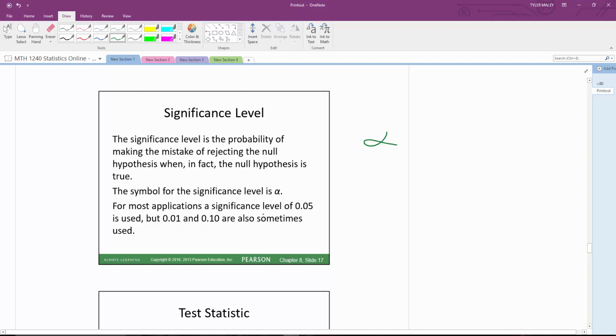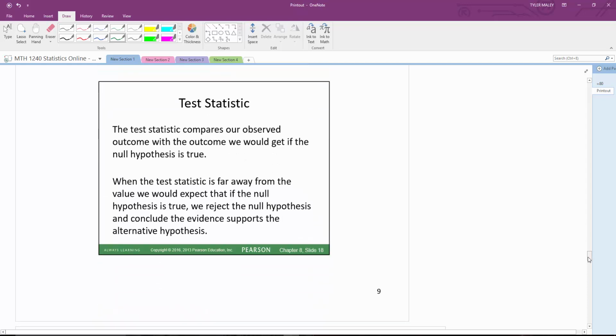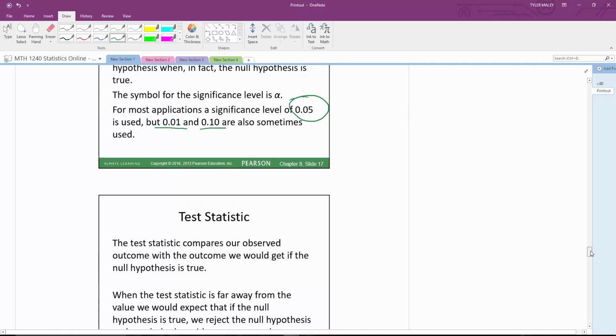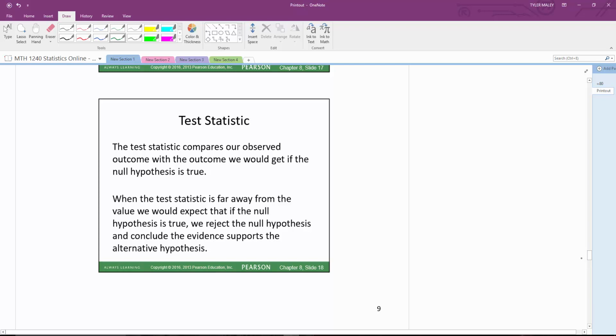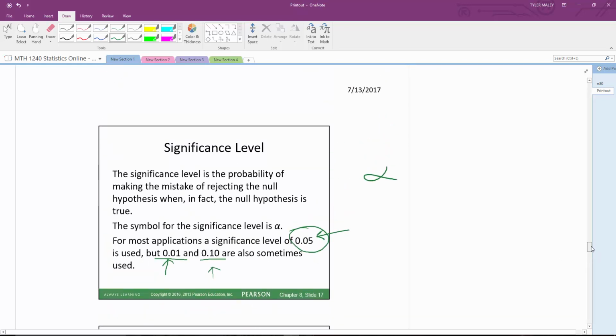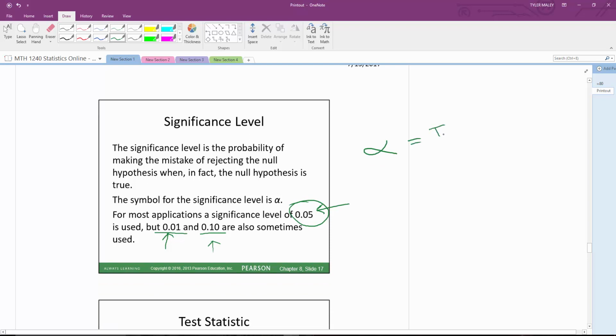For most applications, we use a significance level of 0.05. This is the most widely accepted significance level, but we could use 0.01 or 0.10, which are also sometimes used. This 0.05 number is just a number that lots of people use and agree upon. It's nothing necessarily special, so sometimes we have to change it depending on what we know about the population. The alpha level will be given to you. And we also call alpha the type 1 error.